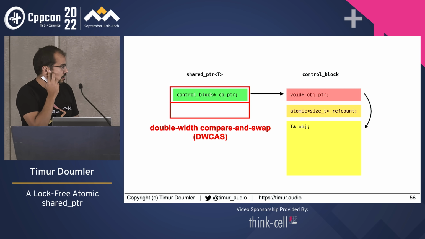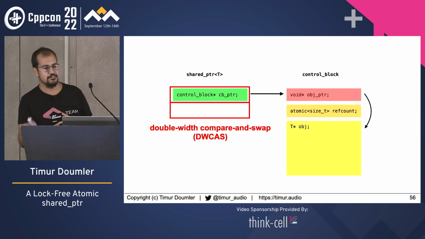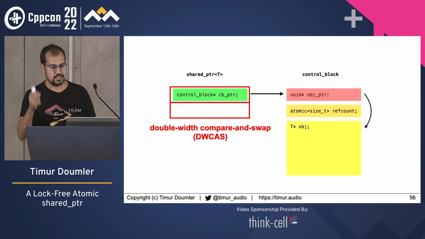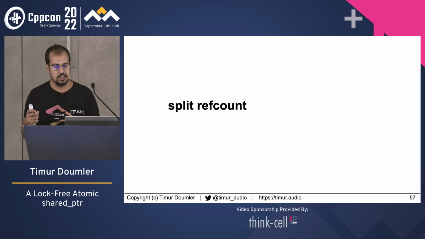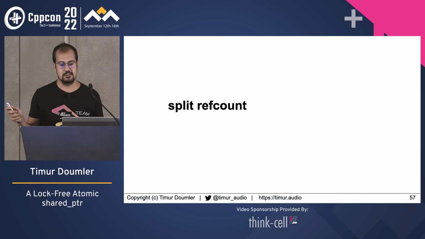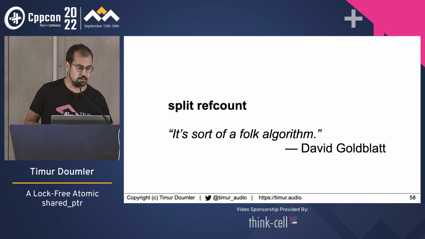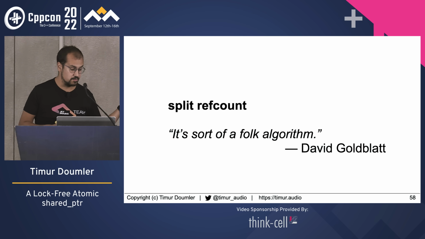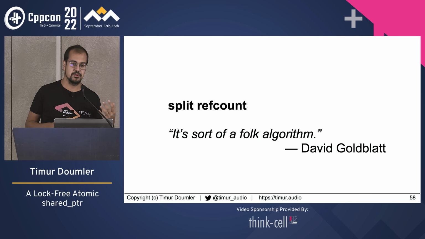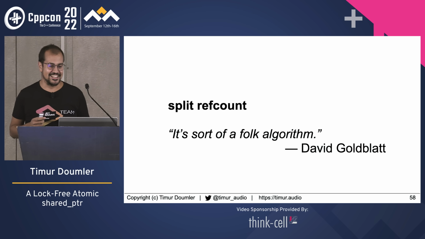So again, it looks like we're kind of stuck, but there is a really, really clever algorithm that gets us out of this conundrum, and it's called a split ref count. And I've never heard about this before. This is not something that you'd find in a computer science textbook normally. And David Goldblatt, who is the maintainer of the Folly implementation, told me, yeah, it's sort of a folk algorithm. There's like a handful of people who know how to do this, and it's kind of being passed from one to the other, like that kind of thing.